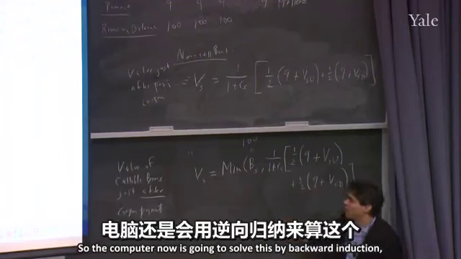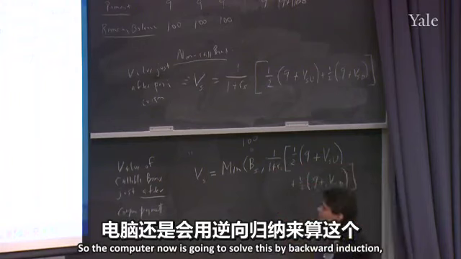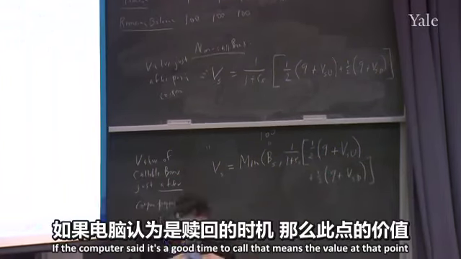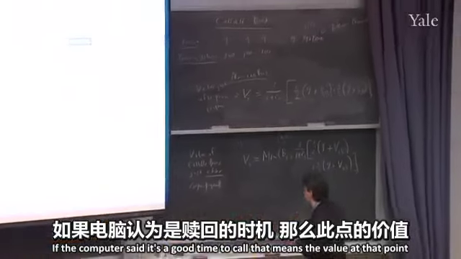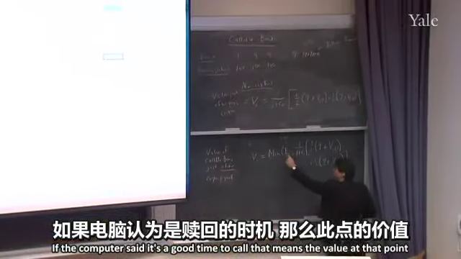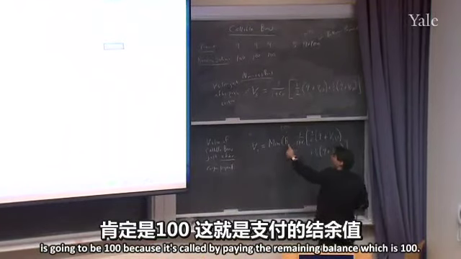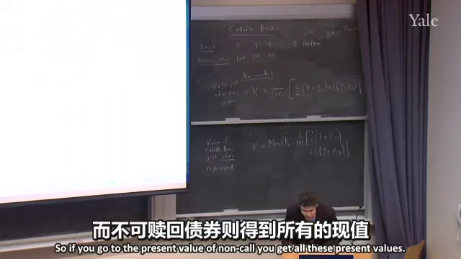So the computer now is going to solve this by backward induction. And now, how can you tell what the computer's decided to do? Well, if the computer said it's a good time to call, that means the value at that point is going to be 100, because it's called by paying the remaining balance, which is 100.